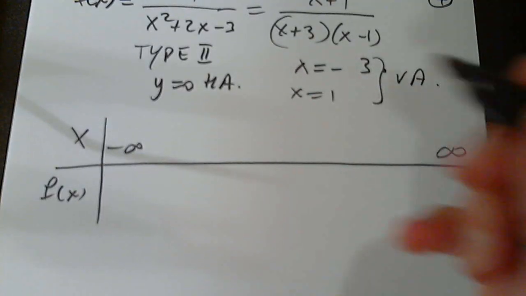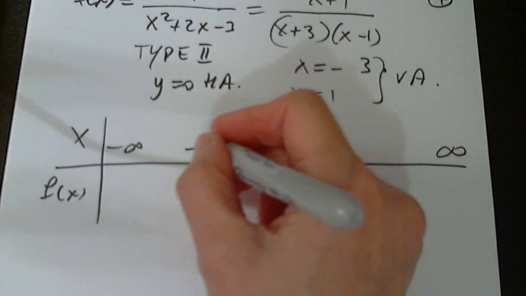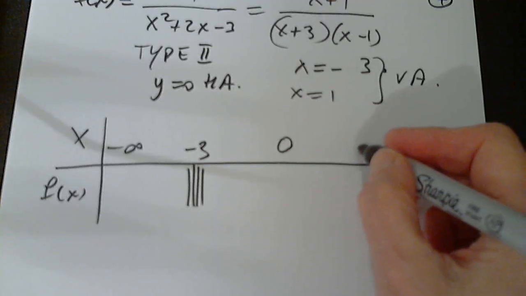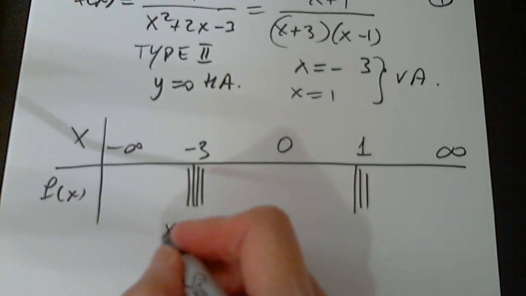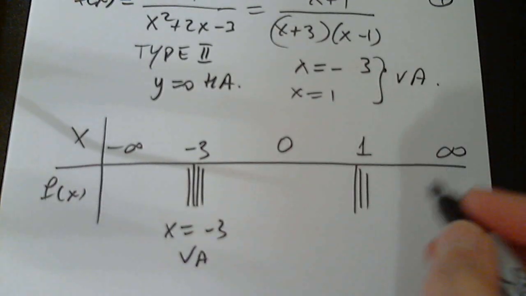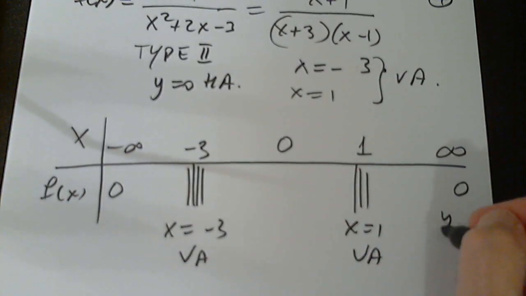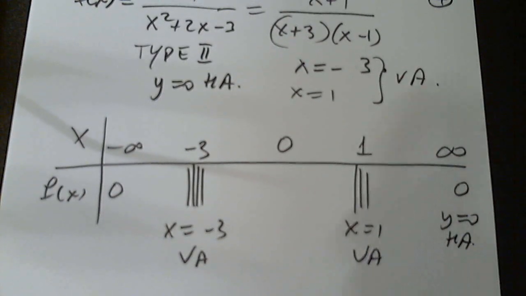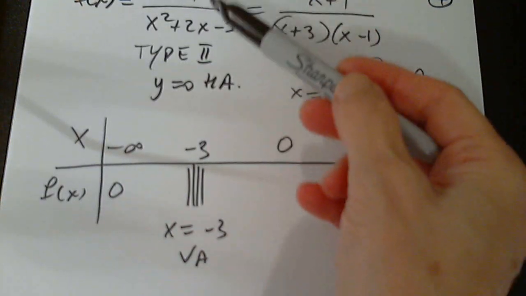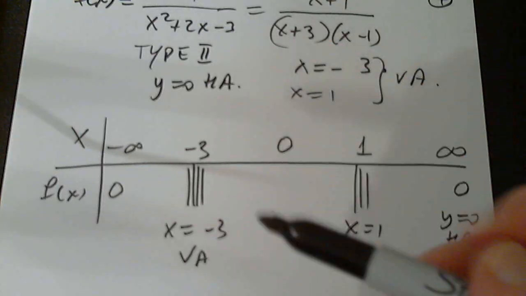I know the domain. So -3 and +1. X equals -3 is a vertical asymptote. X equals 1 is a vertical asymptote. Y equals 0 is a horizontal asymptote. When I plug in 0, I get -1/3.